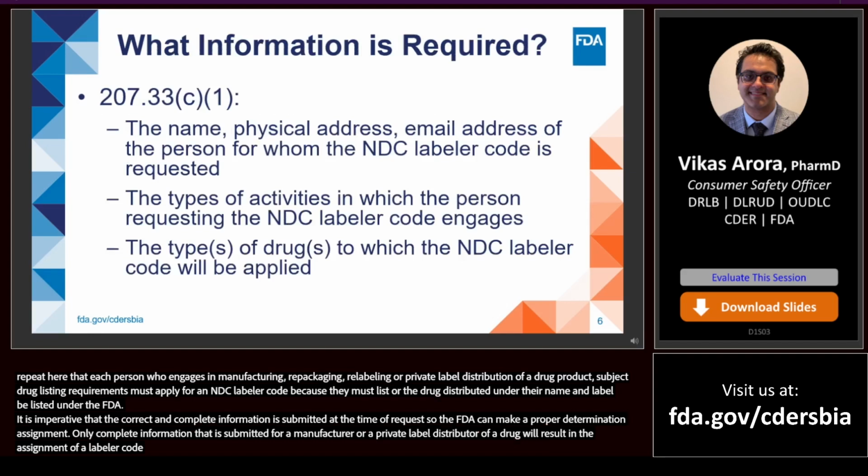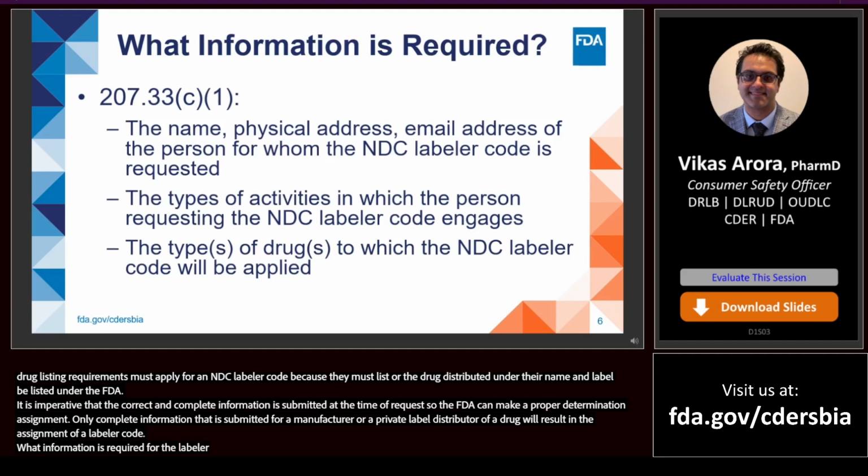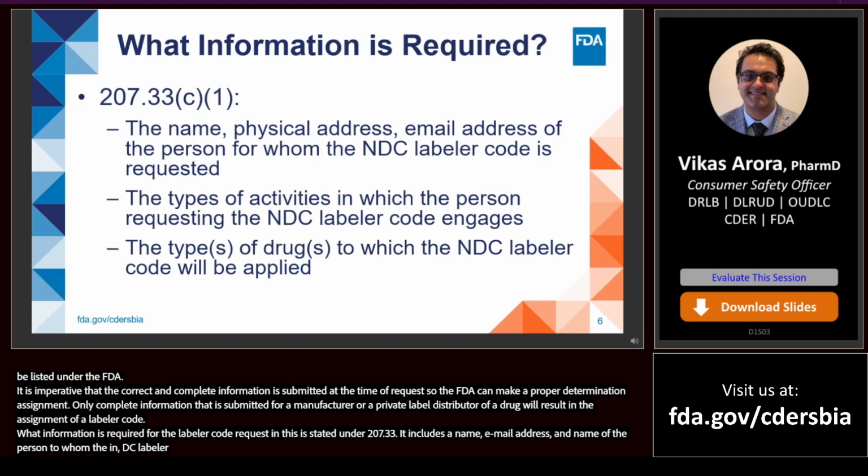So what information is required for a Labeler Code request? This is stated again under 207.33(c)(1) and includes a name, physical address, and email address of the person for whom the NDC Labeler Code is requested. It includes a type of activities or business operations that the Labeler Code is engaged in, and the type of drug to which the NDC Labeler Code will be applied.